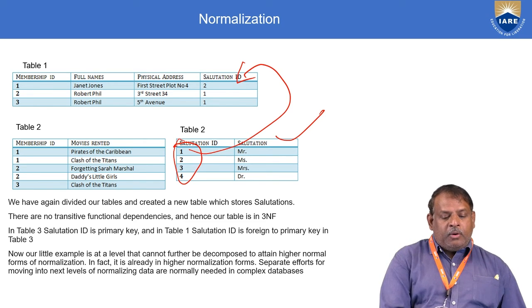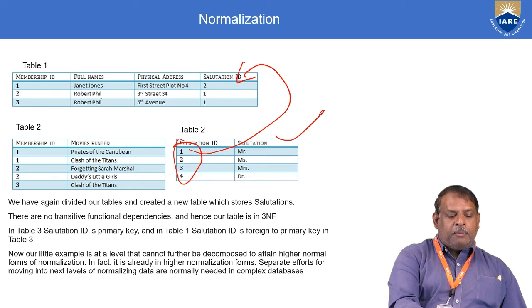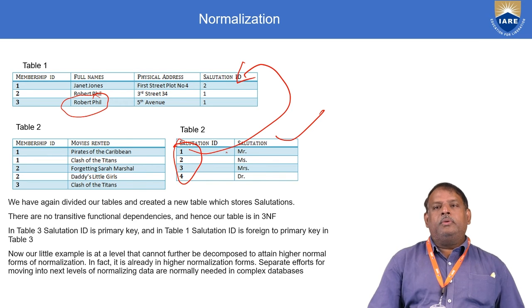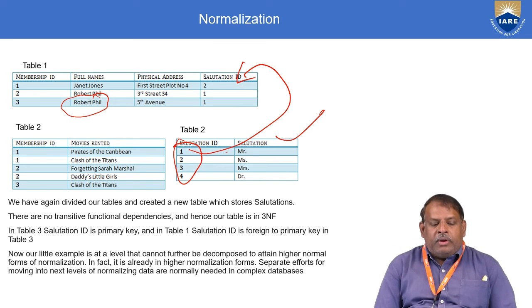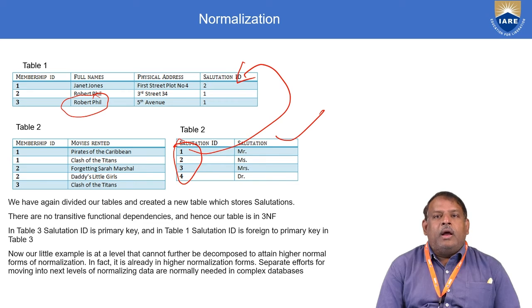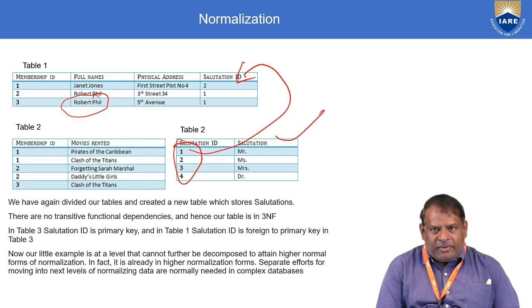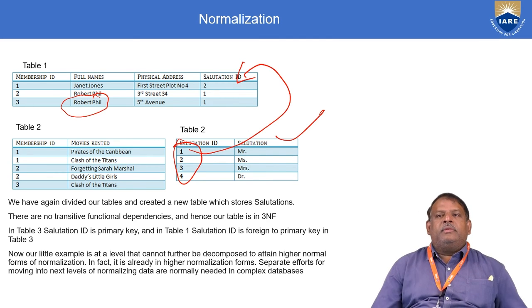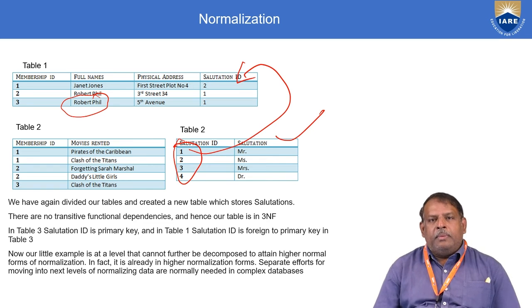So in table 1, Robert Phil is Mr. Suppose we change that Robert Phil to Miss Nancy, now we can have it as number 2. Okay, we have again divided our database table and created a new table which stores the salutation. Now there are no transitive functional dependencies. Hence, our table is in third normal form. In table 3, the salutation ID is a primary key, and in table 1, salutation ID is a foreign key to the primary key in the table.